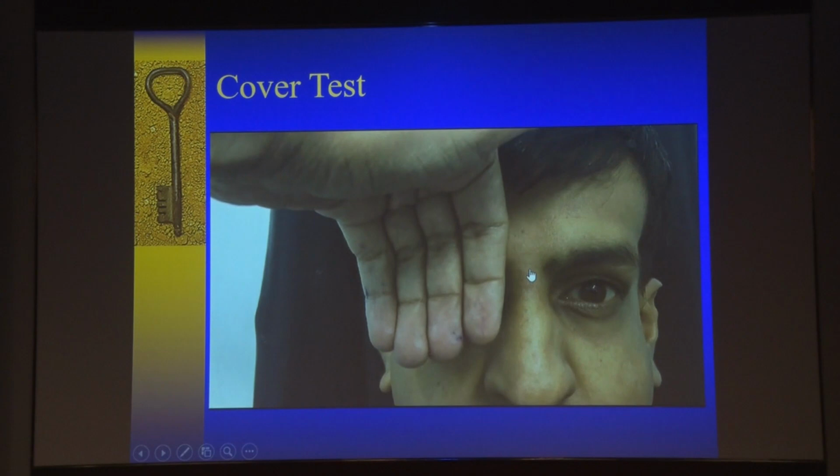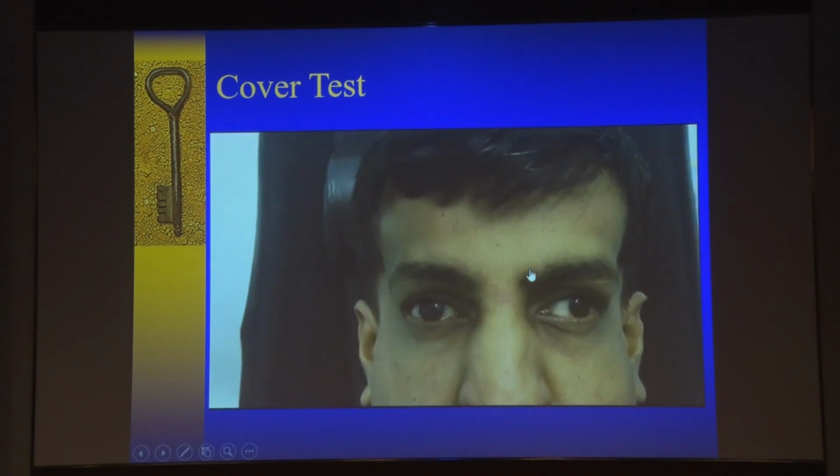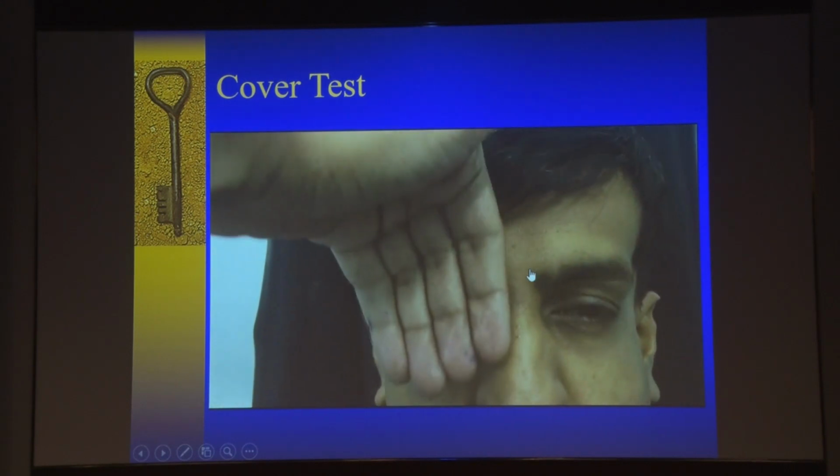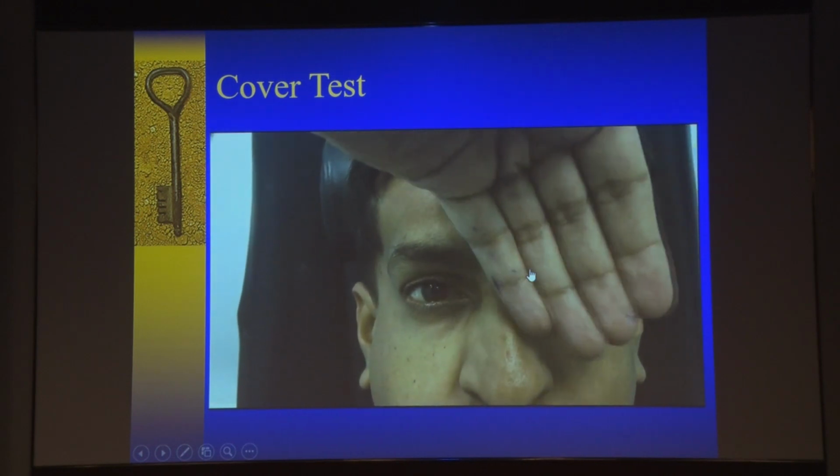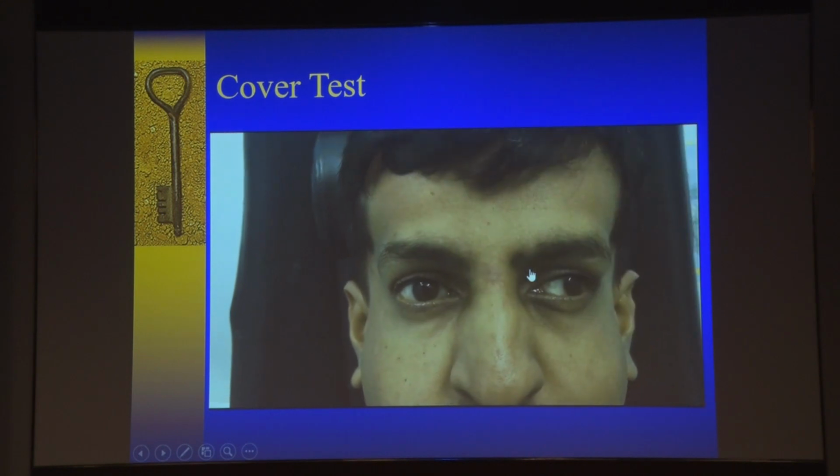So you cover this eye, he comes in to take up fixation. You uncover, he goes back. What does this tell you? It tells you that the right eye is dominant and he prefers to squint the left eye. That's all it says. So you can say that this patient is a left exotropia.